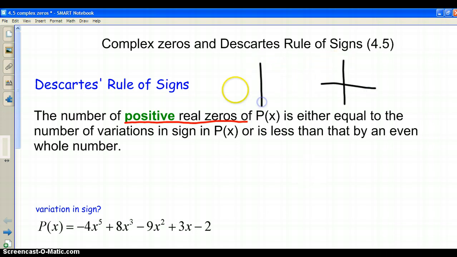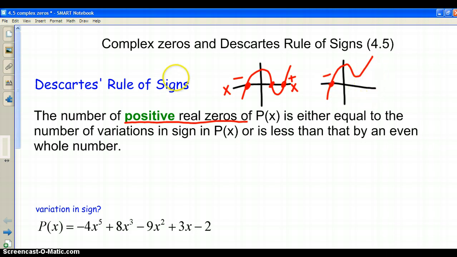So let's talk about two different graphs here. Let's say we have this graph and it does this. Well, this is what I would call a negative real zero right there. The x value is negative, so it's called a negative real zero. These two solutions on this side are positive real zeros because x is positive to the right of the origin. So you would have two positive real zeros for this graph. If you had a graph like this, it has a negative real zero, but it has zero positive real zeros.